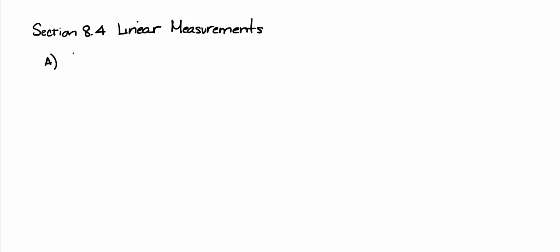In section 8.4, we're going to be talking about linear measurement. So section 8.4 is linear measurement, or basically distances, measures of distance. And so first we're going to talk about the US system of length or distance, as opposed to the metric system. And some of you are probably familiar with the metric system.